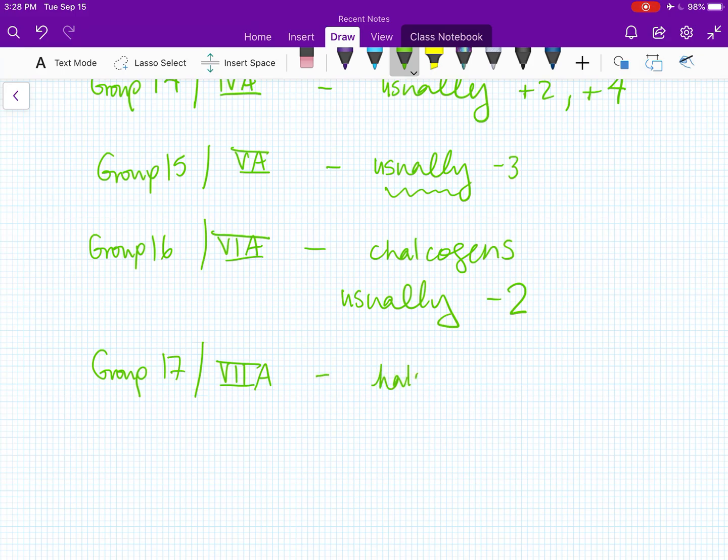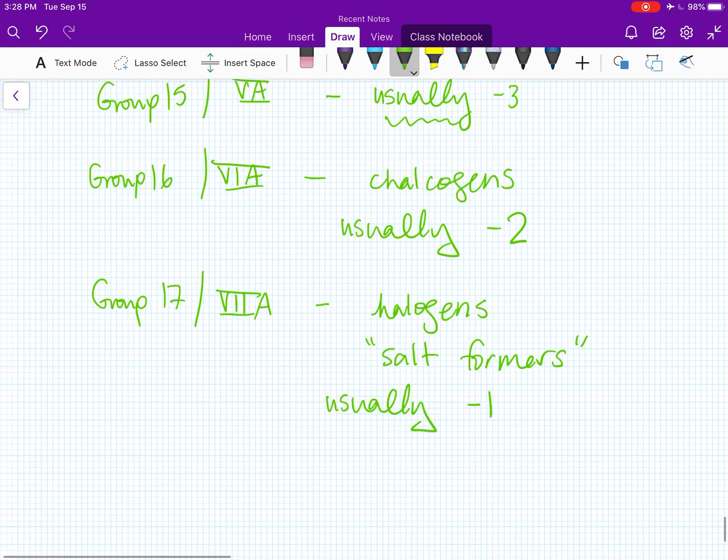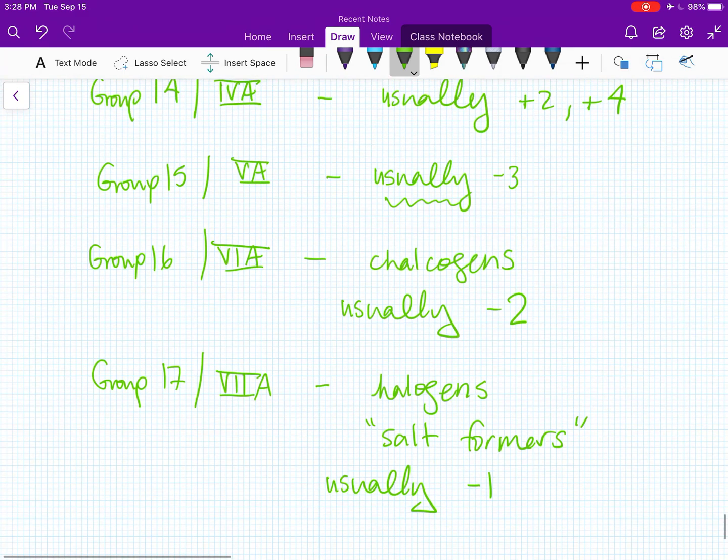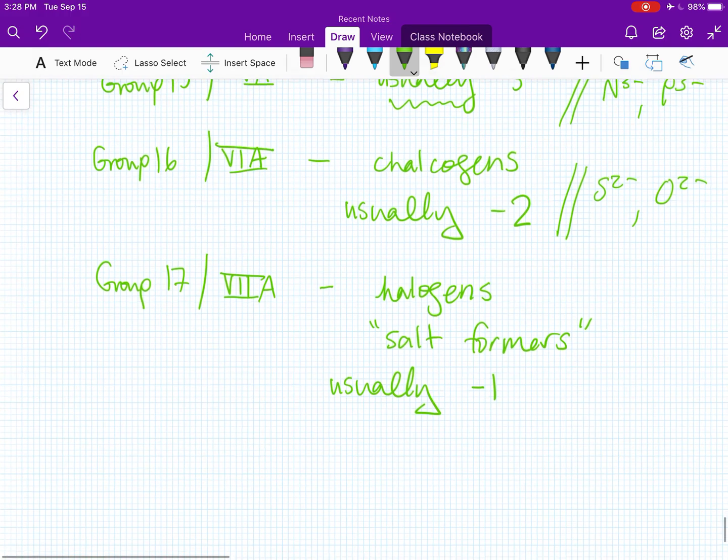Group 17 are the halogens. Halogens literally means salt formers in Greek. And those are usually, but not always, in the -1 state because they gain an extra electron to become like the nearest noble gas. So I didn't provide examples here, but nitrogen 3-, phosphorus 3- would be good examples of group 15. Sulfur 2-, oxygen 2- are great examples of group 16.